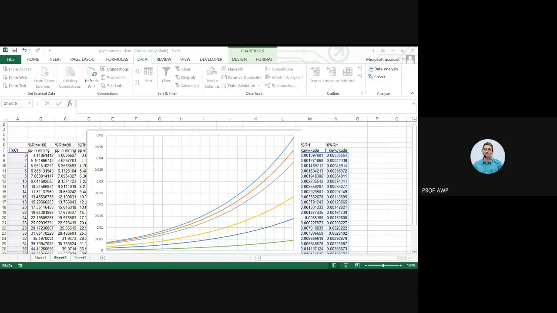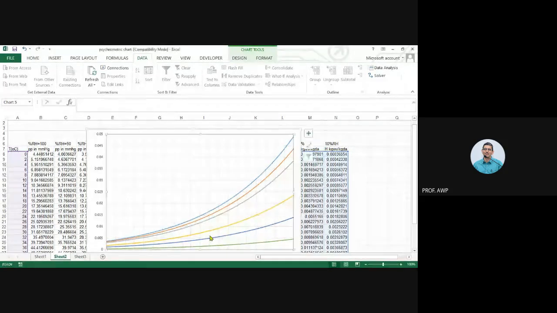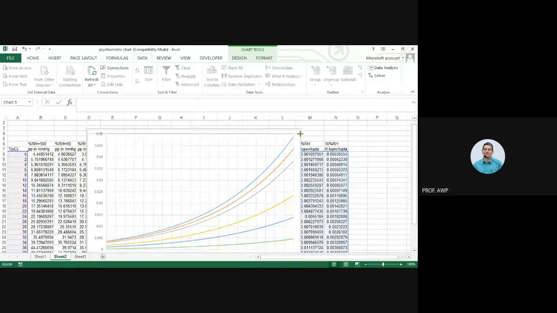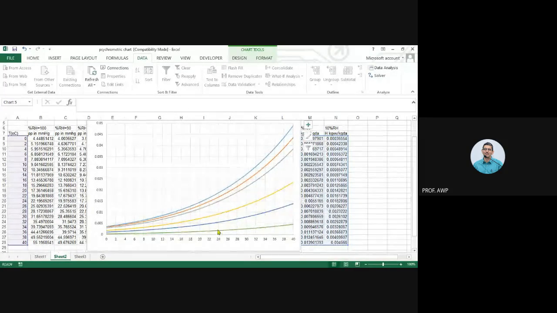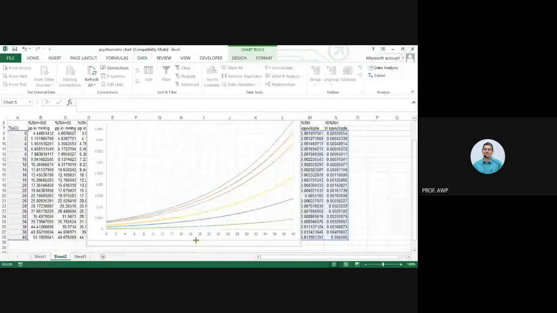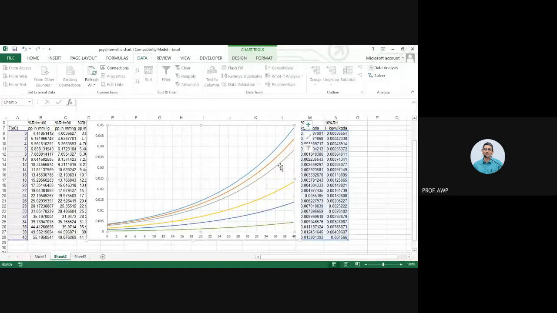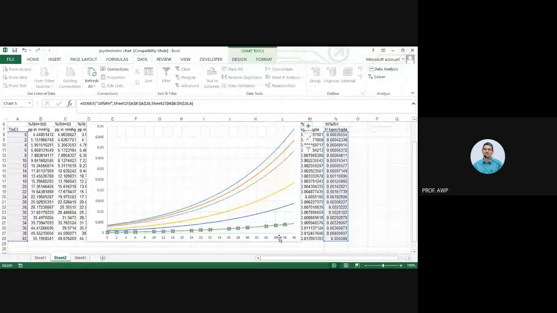Okay, so the advantage of this chart: we now have a graph that relates humidity on the y-axis to temperature on the x-axis with different percent RH values. This line corresponds to 80, this red line to 90, this blue line to 100, this yellow line to 50, this blue line to 30, and this green line to 10% RH. So the advantage is we don't have to do these calculations again and again.